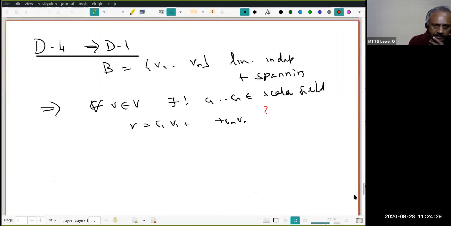Right? But notice that B is a spanning set. Therefore, given any vector v, there always exist scalars c1, c2, cn, so that v is c1 v1 plus c2 v2 plus cn vn, except I do not know whether it's unique. This part is not clear.